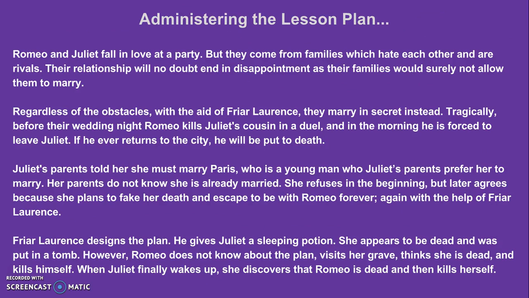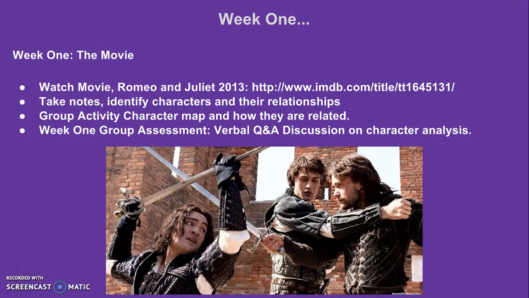This is just a brief synopsis. I introduced the class to Romeo and Juliet. Week one, we watched the movie. We will watch the movie Romeo and Juliet, 2013 version. We're going to take notes, identify characters and their relationships. This is where we break it into groups, and we develop character maps and how all the characters are related. An assessment for week 1 is verbal Q&A discussion on character analysis.